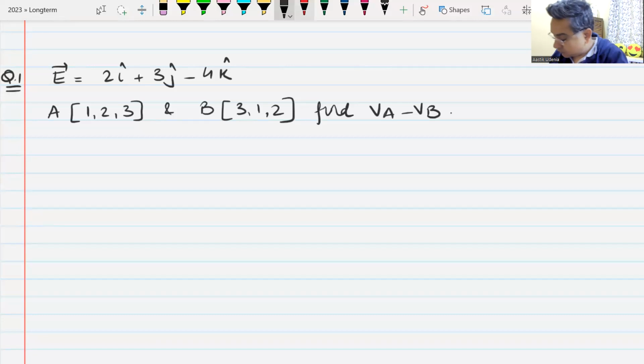So how are we supposed to do this? VA minus VB. Sir, is the answer 5 volts? I don't know. I'll have to calculate.